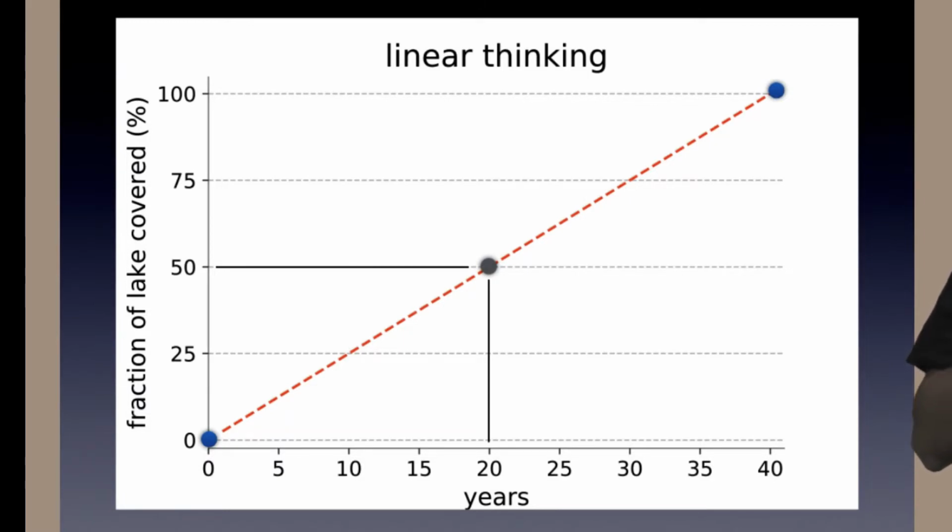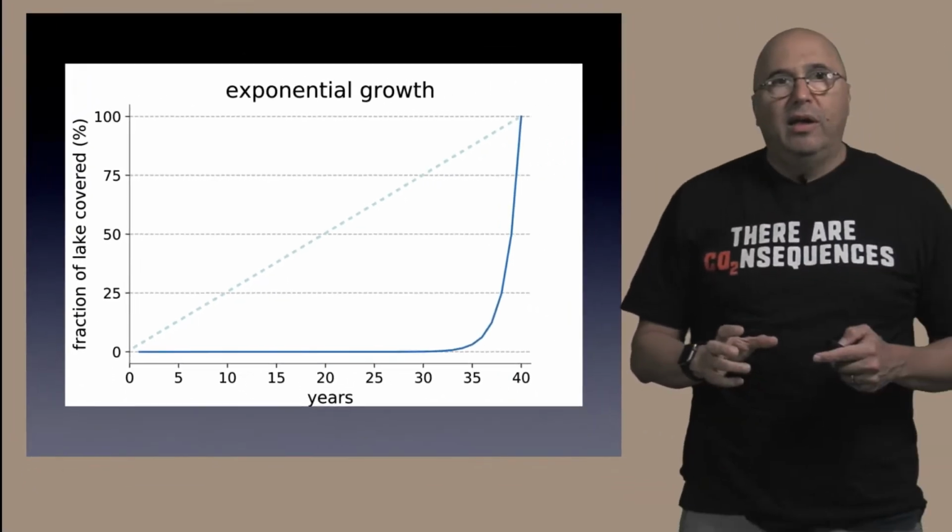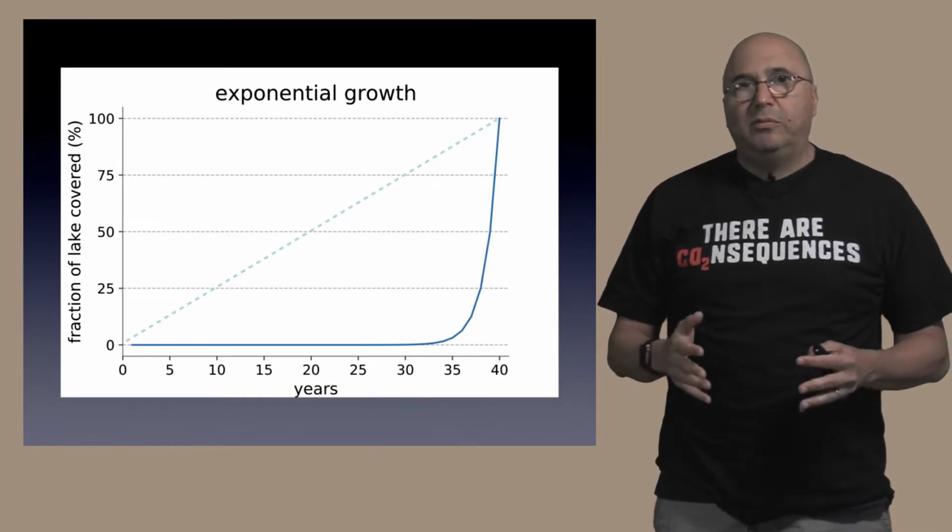The problem with this is that the growth here is not linear, it's exponential, and here's what it actually looks like. This is a lot different from linear growth. As you can see, most of the growth occurs in the last few doubling periods, with half the lake being covered in just the last year and 97% of the lake being covered in the last 5 years. Now, the human brain does a great job with linear growth, but does a terrible job with exponential growth.